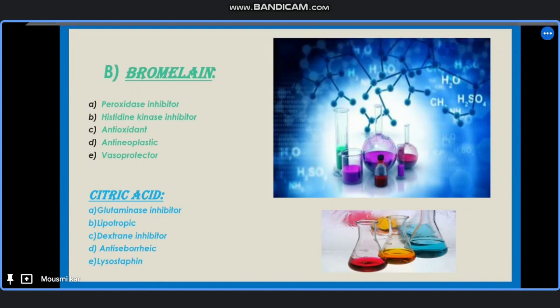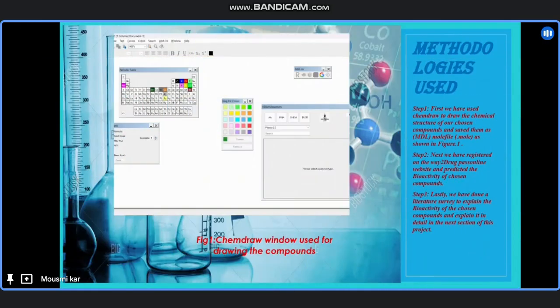So we will move to the methodologies used. So what methodologies were used? Step first, we have used ChemDraw to draw the chemical structure of our compounds and saved them as an MDL mol file. Second, we registered on the Way2Drug PASS Online website and predicted the bioactivities of the compounds. And lastly, we have done a literature survey to explain the bioactivities of the compounds and explain them in detail in the next section of this project.